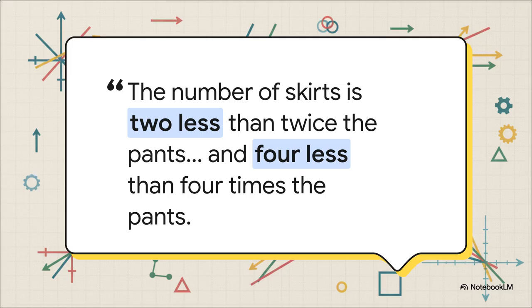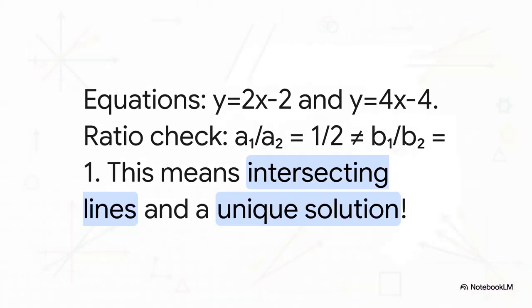Let's try one more. This time it's a word problem about Champa and her shopping spree. Just like with Aquila, we have two different statements that relate the number of pants and skirts she bought. Let's see what the ratio test reveals this time. First, we translate Champa's shopping story into two equations. Then we just rearrange them into that standard form that we need for our trick.